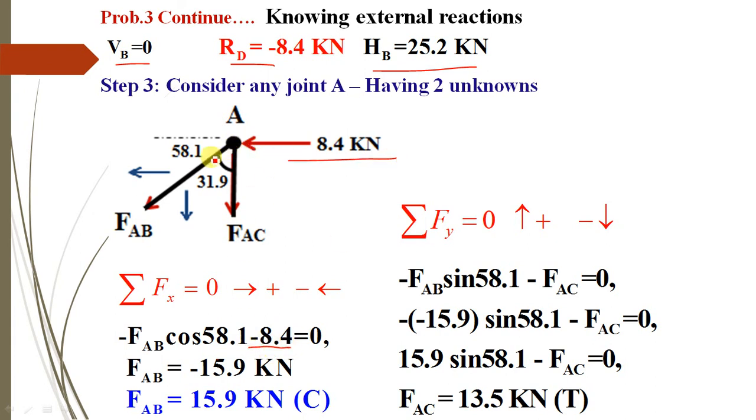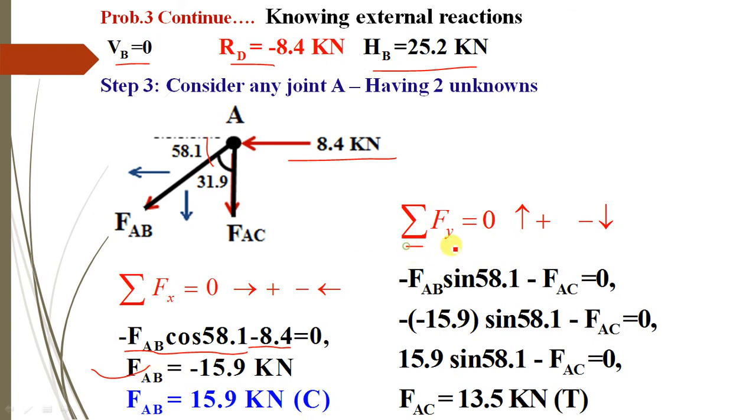Now this force F of AB, resolve this into two components. F of AB cos of 31.9, minus, so minus F of AB cos of 58.1, because this angle is given with respect to vertical, this angle you have to find out. This angle is 58.1. So therefore minus F of AB cos of 58.1. So from that F of AB is known to us.